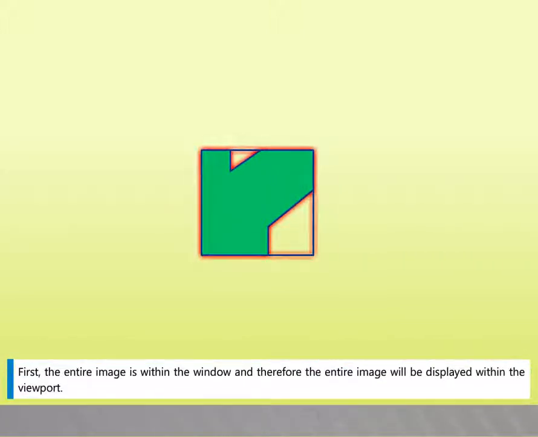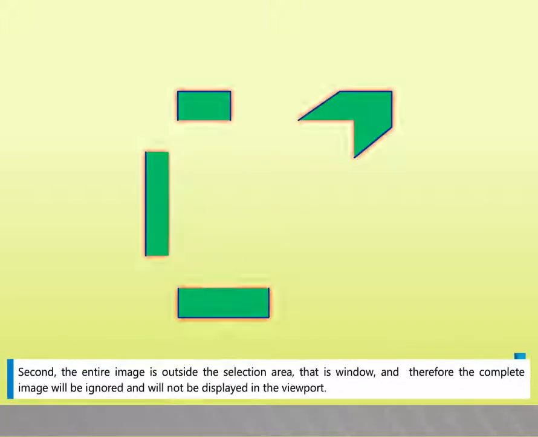First, the entire image is within the window and therefore the entire image will be displayed within the viewport. Second, the entire image is outside the selection area, that is window, and therefore the complete image will be ignored and will not be displayed.